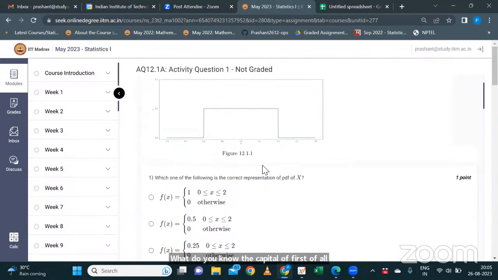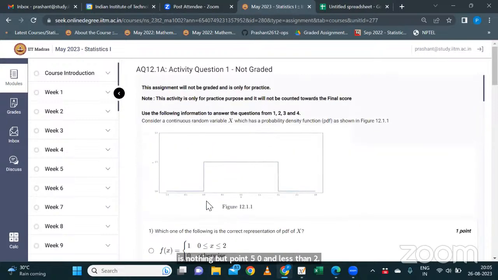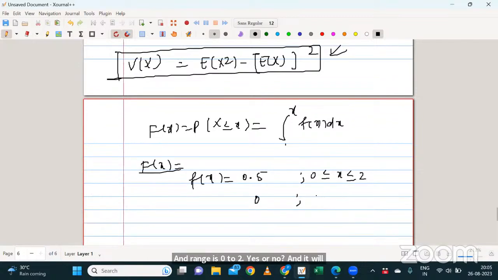See, it's not a random variable. It's a CDF of a random variable. So what is small f x? From where you got the 0.5, right? Small f of x, because it's nothing but, I mean, you can do length into breadth, something like that. Yes or no? So same thing. PDF is nothing but 0.5, where x lies between 0 and 2. So what is the range? First of all, what is the f of x? It's taking 0.5 and the range is 0 to 2. Yes or no? And it will take value 0 otherwise, right?